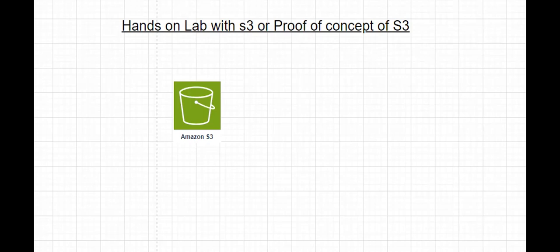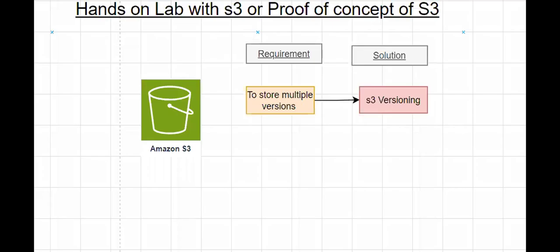Now you have the requirement to store the past versions of your application as well, the current version of your application as well as the past versions. Then for this case, in order to store multiple versions in S3, do I have any option, sir? Yes, you have an option, that is S3 versioning. So if you have a requirement to store multiple versions of data, then you need to enable the versioning option. That is the solution in S3.